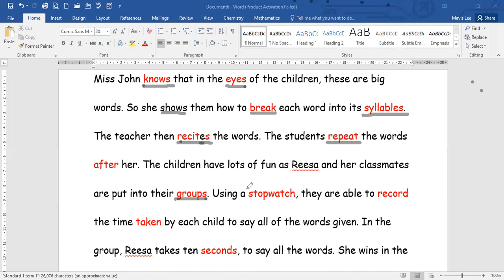Okay, using a, now this is a compound word, two words in one. We hide that last part. Let's sound out the first part. Stop. All right, we know stop. Let's sound out this next part. Watch. Put it together. Stopwatch. Okay, so they are using a stopwatch. A stopwatch is something that tells how long you take to do an activity. You have stopwatches on your phone, on your smartphone, on your tablet. You can even get a stopwatch on the internet.